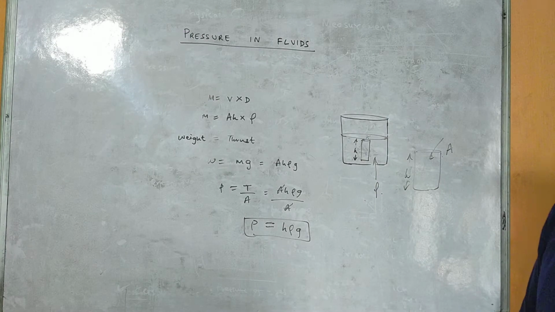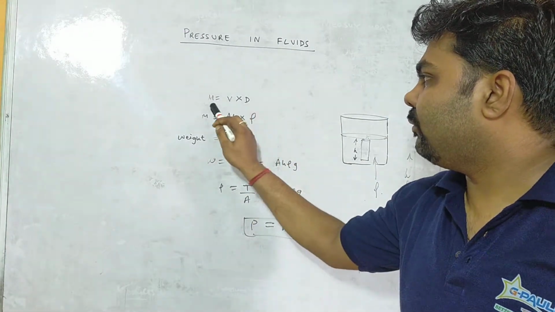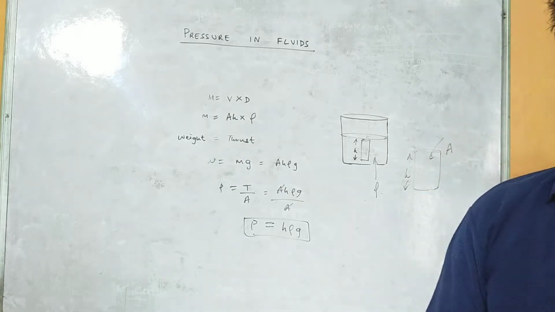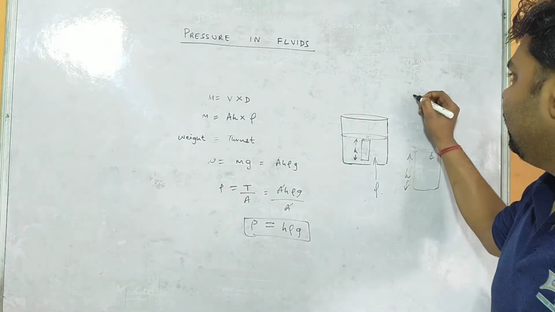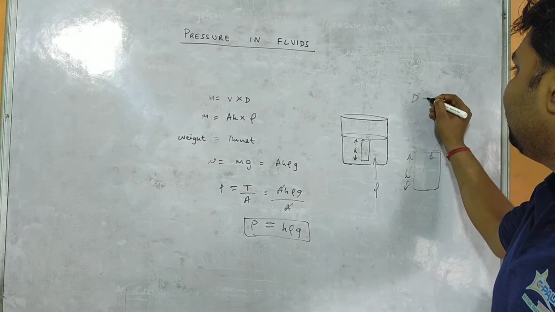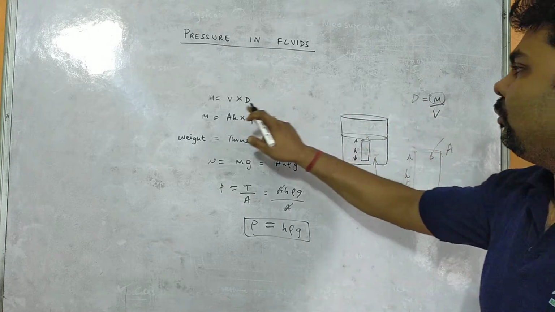So we know density equals mass by volume. Now if we cross multiply, mass equals volume into density. I repeat, when I say density equals mass by volume, but when I calculate mass, that means density into volume.